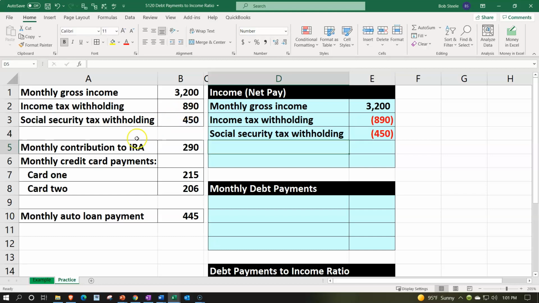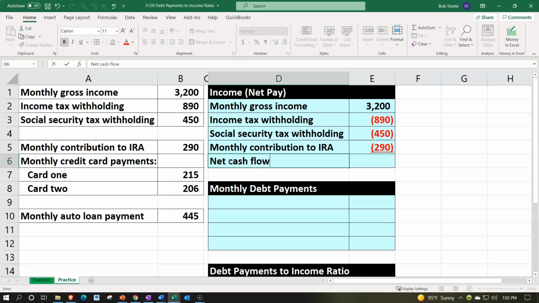And even though this is not coming directly out of my pay, I'm going to say this is a direct transfer, something I'm committed to. So I'm going to treat it in a similar fashion as if it's going to be taken out of my pay. I'm going to say this is equal to the monthly contributions, negative of that 290. Going to underline that. And I'm going to call this my net cash flow. So basically, let's call it income, and we'll say net pay instead of the gross pay.